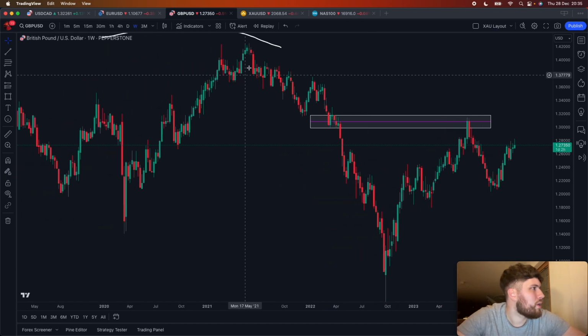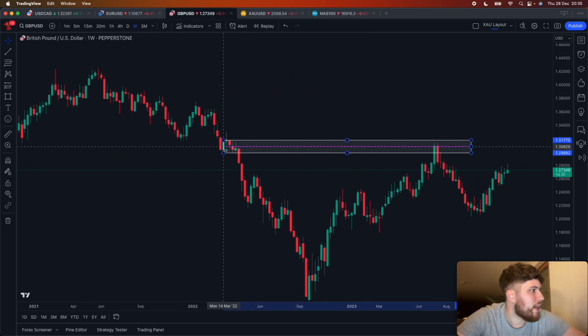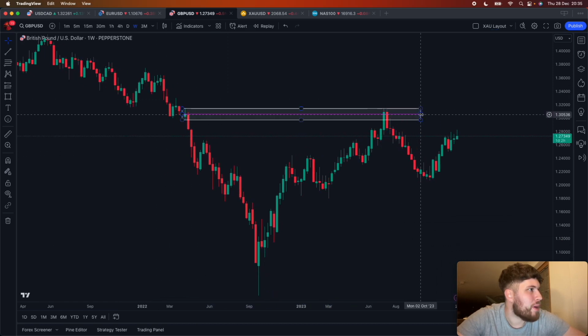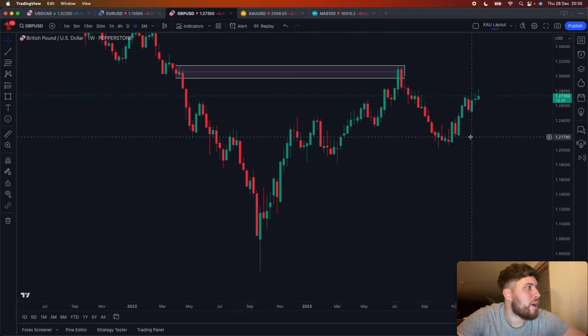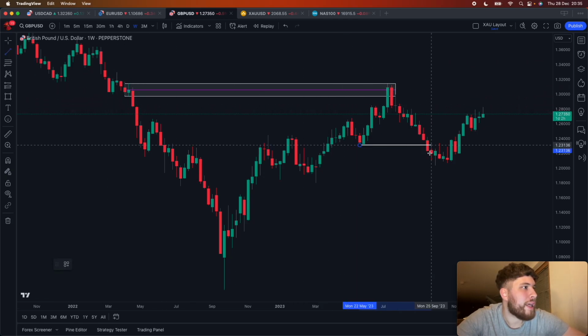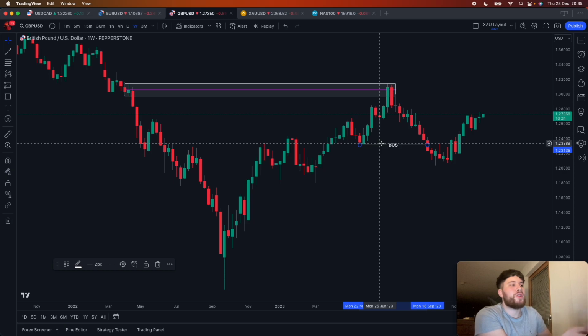Now, I'm just going to clear some of the lines that I've drawn. But you can see here that if we just refine our zone ever so slightly, price has traded into this area of supply perfectly. As a result of price trading into this area of supply, we have actually seen a break of structure to the downside. Now, again, if you are new to this channel or my strategy, a break of structure and a penetration of a supply or demand zone are two things that suggest price is ready to reverse.